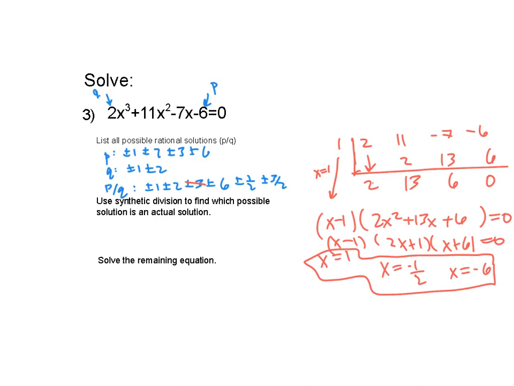Notice -1/2 was on my list of p's over q's, and so was -6. So if I had started this problem with -6 with synthetic division, it would have worked. And then when I continued solving, the rest of the polynomial would have gotten me the other 2, with x equals 1 and x equals -1/2. So it doesn't matter which one you find first. You just got to find one. Let's try another.